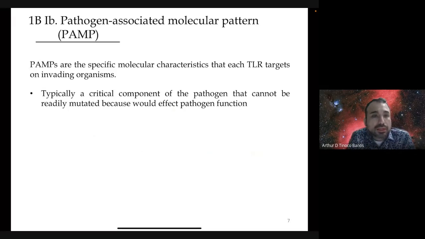All right, and that's important because of the following. It is the pathogen-associated molecular pattern, or the PAMP. The PAMPs are the specific molecular characteristics that each toll-like receptor targets on invading organisms. Typically, a critical component of the pathogen that cannot be readily mutated because that mutation would affect pathogen function.